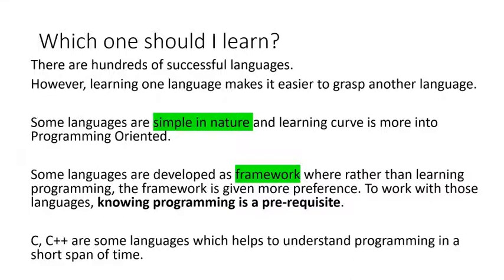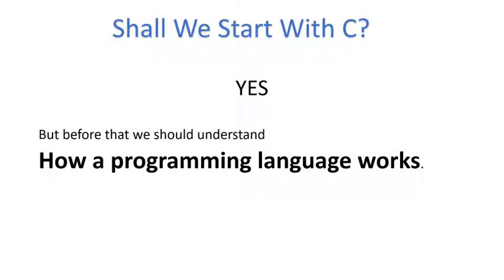C is a procedural structured language, and C++ is both object oriented as well as procedural. Should we start with C now? Yes, we can start with the C language, but before that we should know how a programming language works. When we type A, B, C, D to the computer, how does the computer understand how the program is structured, so that it understands that we are giving it some instruction to do?